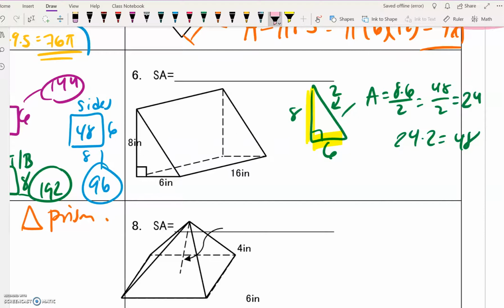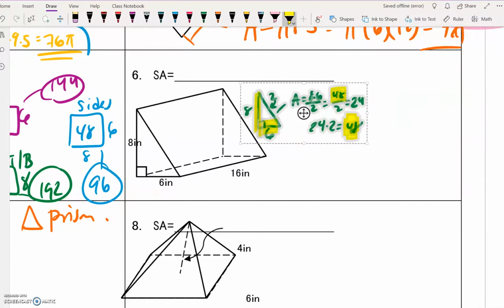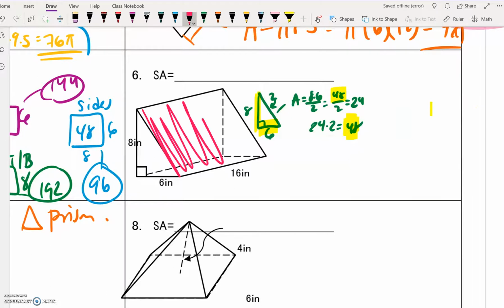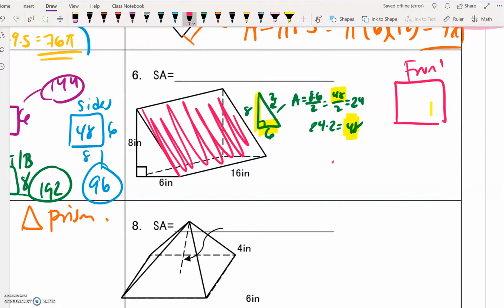Some people kind of recognize the pattern of, instead of dividing by 2, because you're going to double it anyway, you just kind of pause there. Some people figure out that pattern and use that to speed up their work a little bit. So there's my triangles. I'm going to call this pink guy my front, and that's 16. Now they don't tell you what this side is right here. This side is the same as here. However, I do have a right triangle, so if I did 8 squared plus 6 squared, that would be my c squared.